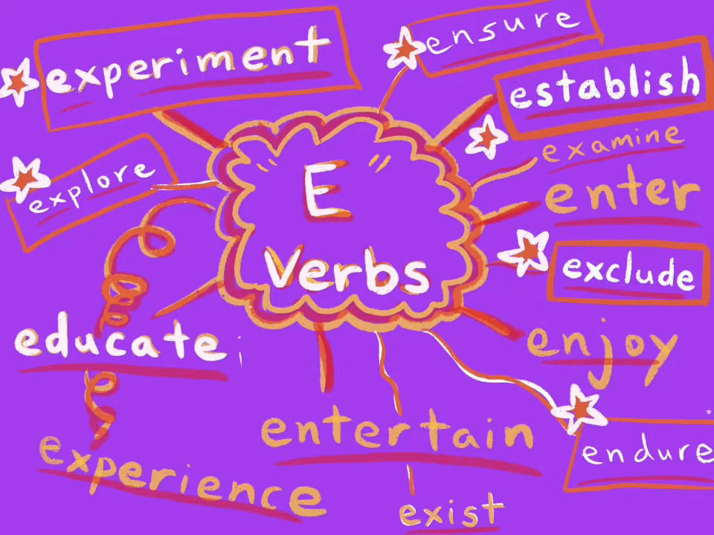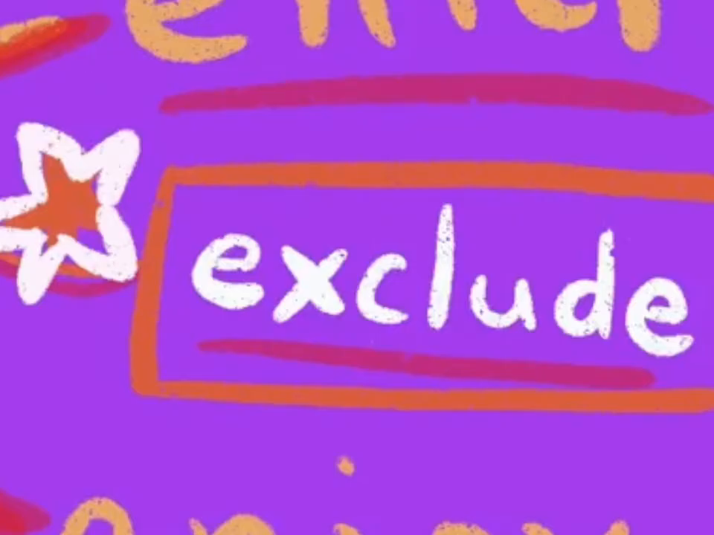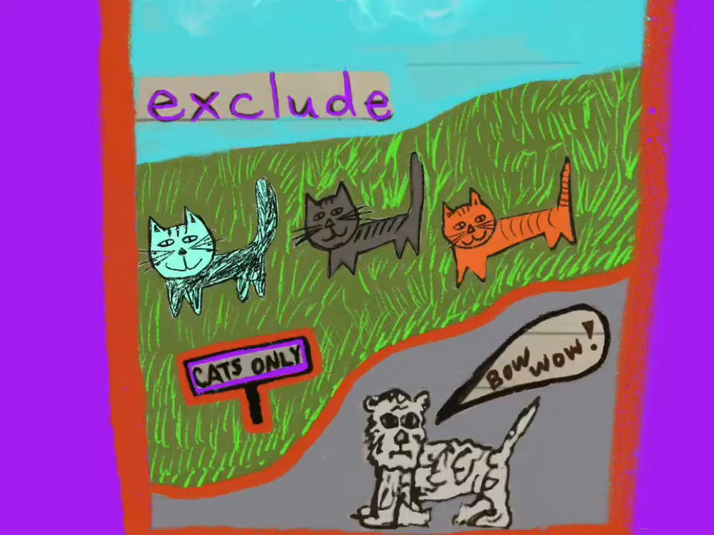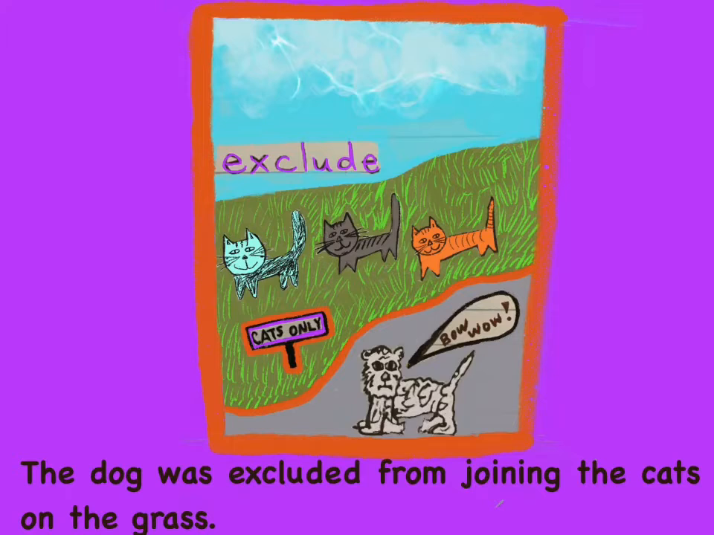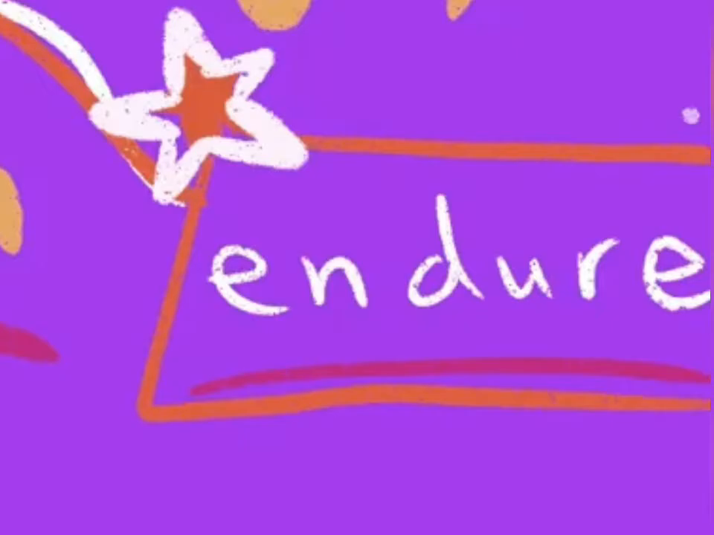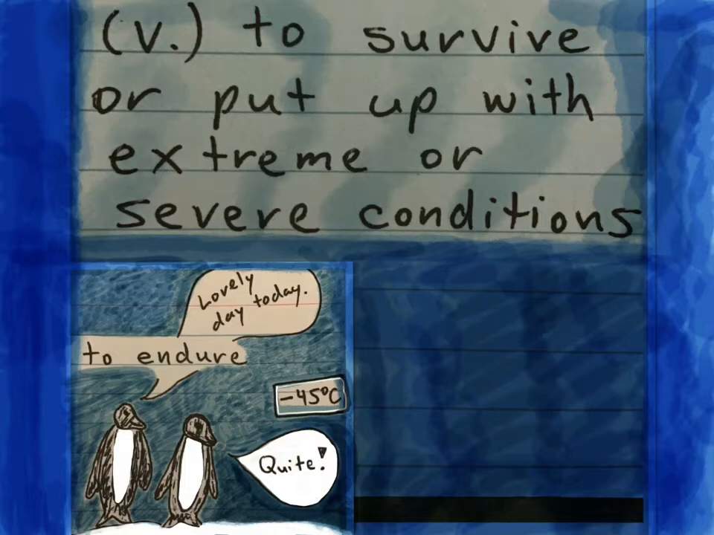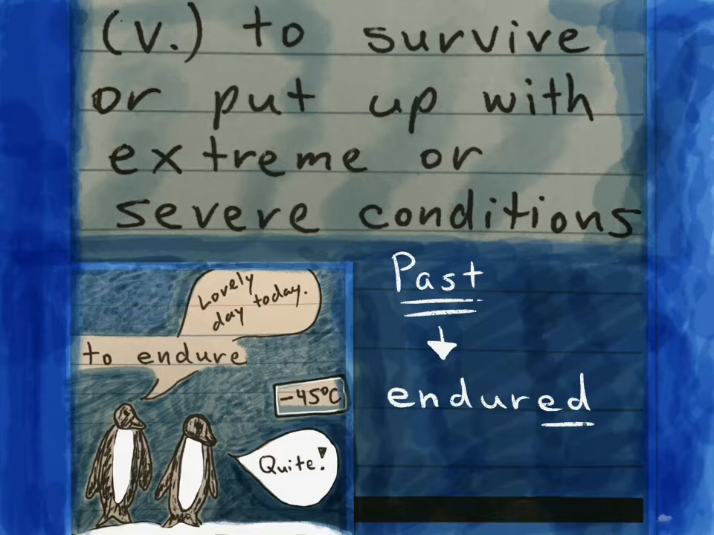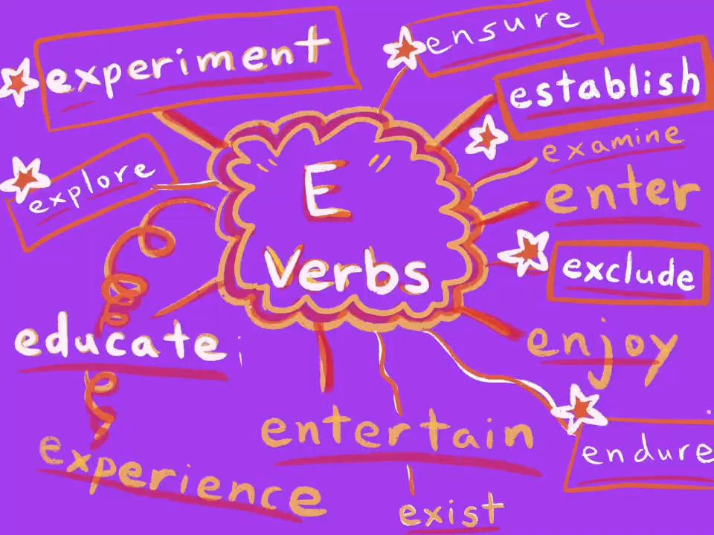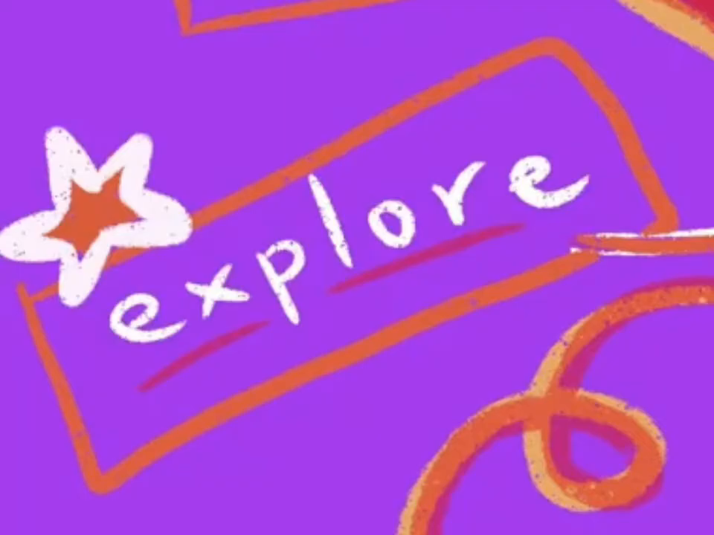Some other E verbs that we'll look at today include exclude. Include is the opposite of exclude. These cats don't want the dog to go in their yard. The dog was excluded from joining the cats on the grass. Exclude means to keep out. The next verb is endure. To survive or put up with extreme or severe conditions is to endure. These penguins endure the cold weather. Lovely day today. Quite. I know there are a lot of E verbs in this story, but keep exploring.